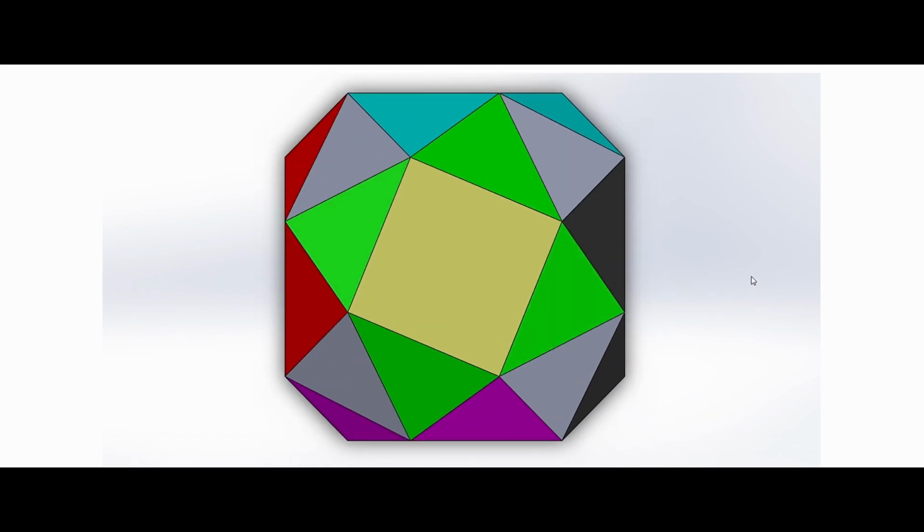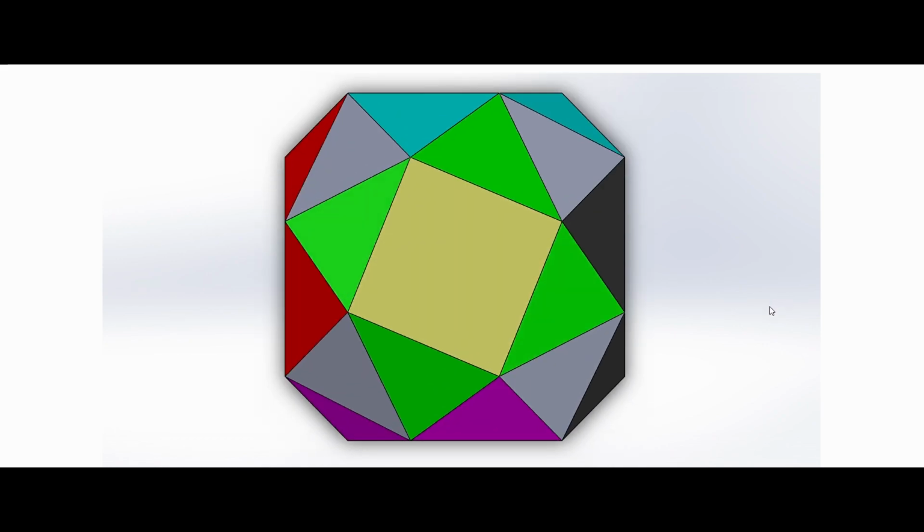For a snub cube, there are 1, 2, 3, 4, 5, 6 squares, and there are 4 triangles which are attached to each square. So the base of the triangle will be the side of the square. Likewise, there are 4 triangles for each square. So we have 6 squares, and for 6 squares there are 4 triangles each. So the total number of surfaces will be 6 into 4, which is 24.